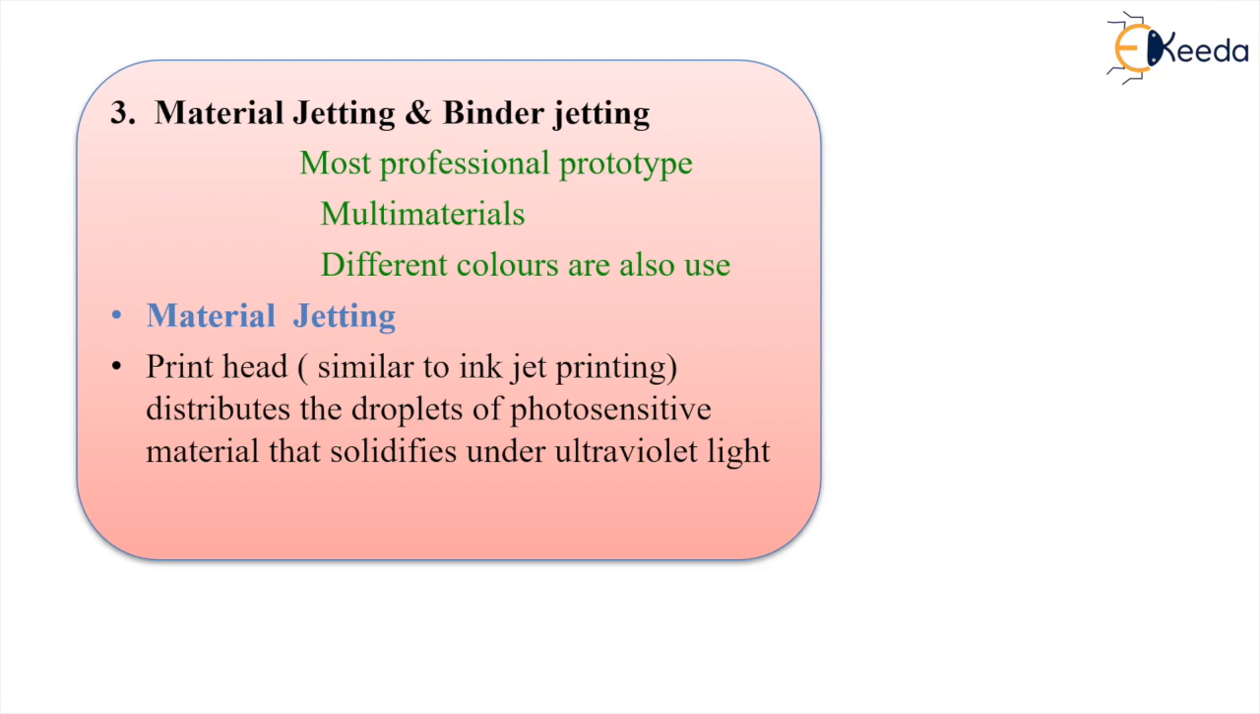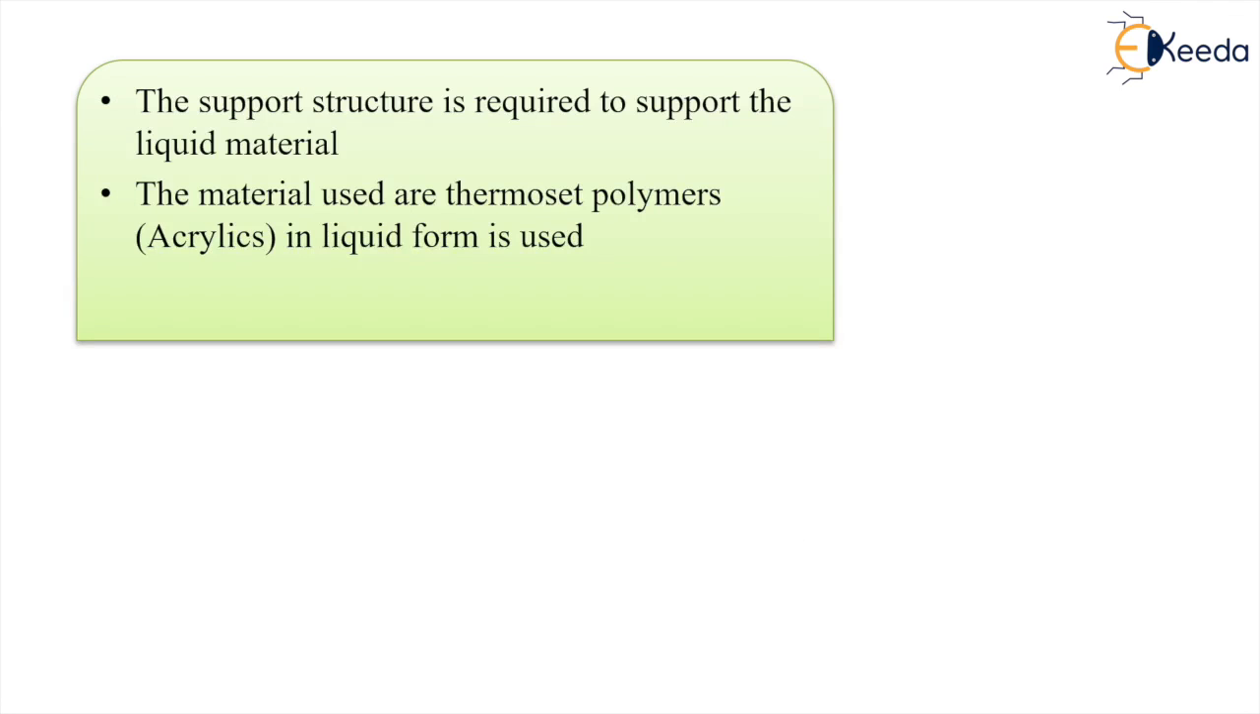Here the print head, which is similar to inkjet printing, distributes droplets of photosensitive material, and these droplets are solidified under UV light. Support structure is required to support the liquid material. So unlike in the powder bed fusion technique, where we need not have any kind of support, here we require the support structure to build a prototype. The materials used are thermoset polymers, these are acrylics in liquid form. So the material is a thermoset polymer that can be used in material jetting.